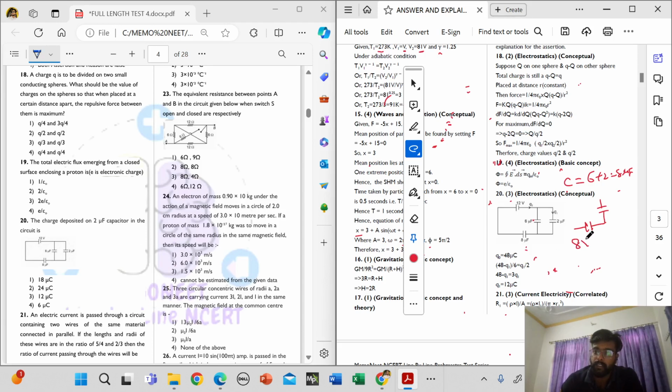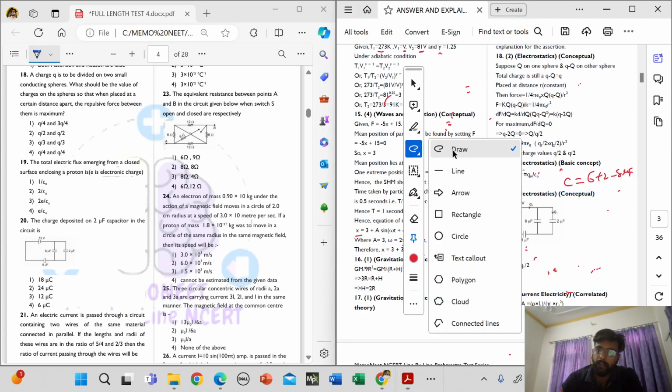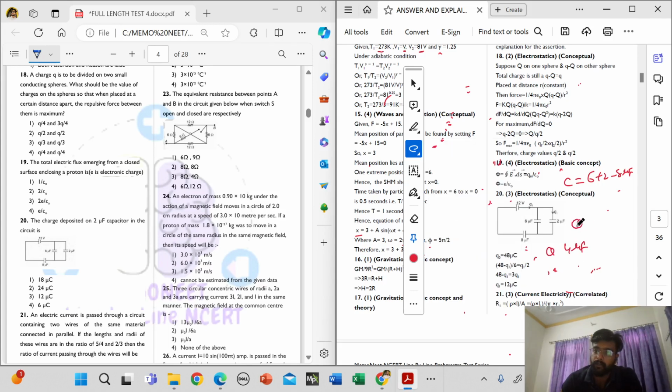Since they are in series and of the same magnitude, 8 and 8, we can divide by 2, we will get 4 microfarad. Total equivalent capacity is 4 microfarad. So we know that Q is equal to CV. From here we can get the value of Q, that will be equal to 4 microfarad into 12 volt, that will be equal to 48 microfarad. That is calculated here.